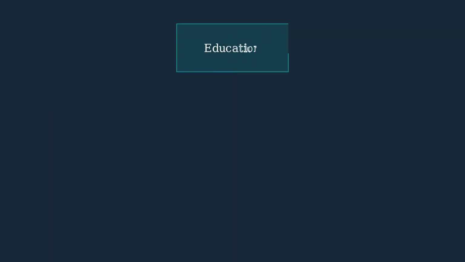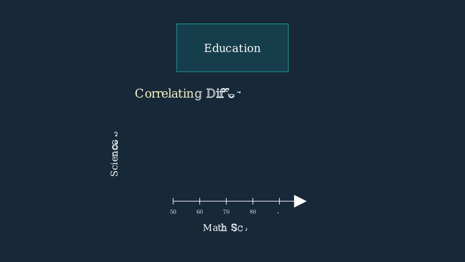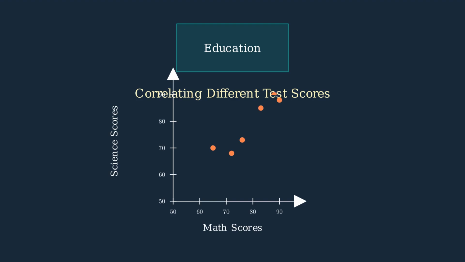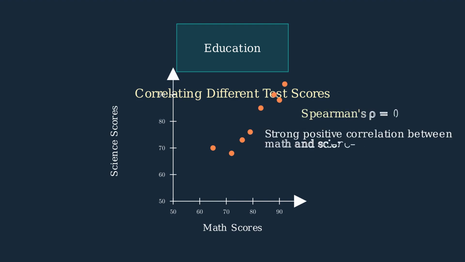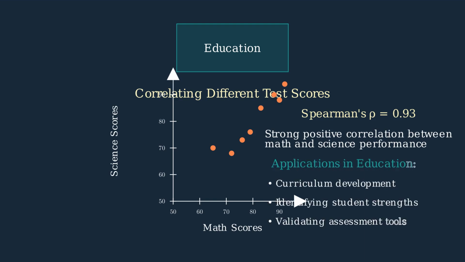In education, rank correlation helps analyze relationships between different test scores or assessments. Here we have data comparing students' math and science scores. Each point represents one student. Calculating Spearman's rank correlation gives us a value of 0.93, indicating a very strong positive correlation between math and science scores. This type of analysis helps in curriculum development, identifying student strengths and weaknesses, and validating assessment tools.